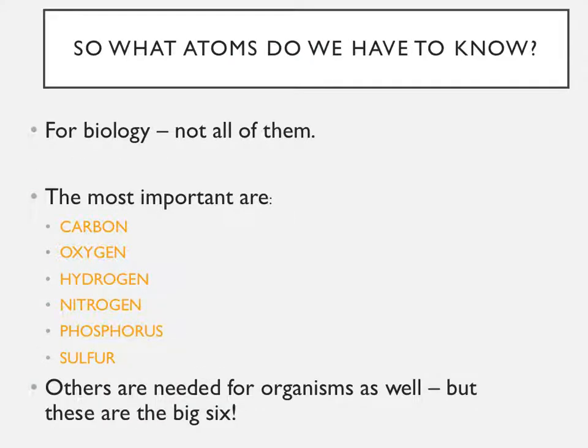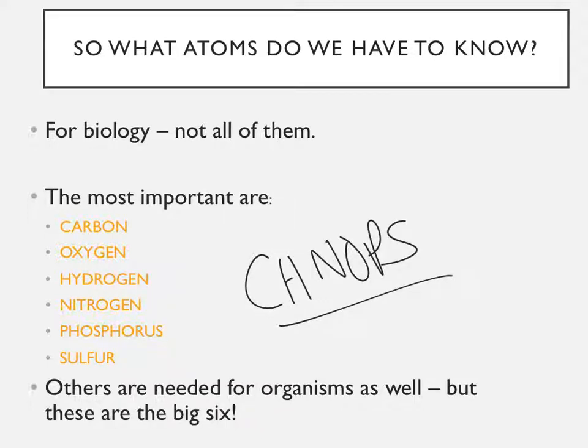You probably in middle school learned about all the different types of atoms and elements that we have. So a lot of you are probably sitting there saying to yourself, well, which atoms do we actually have to know? For biology, you don't have to know all of them, don't worry. The most important ones are carbon, oxygen, hydrogen, nitrogen, phosphorus, and sulfur. I usually abbreviate this as CHNOPS. These are the ones that you really need to know about. Others are needed for organisms as well, but these are the big 6 that you really want to make sure that you're aware of.